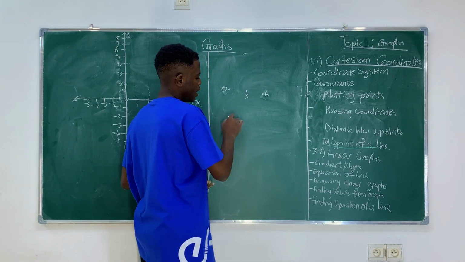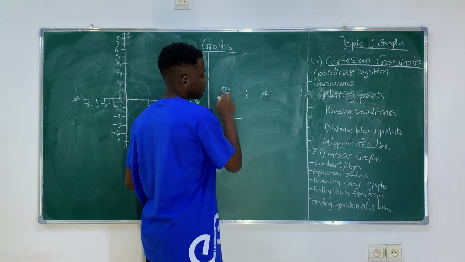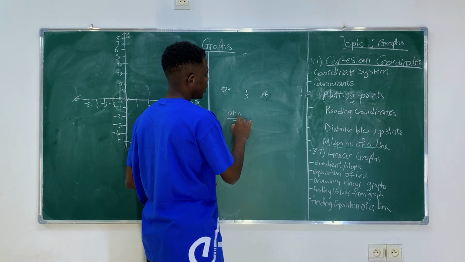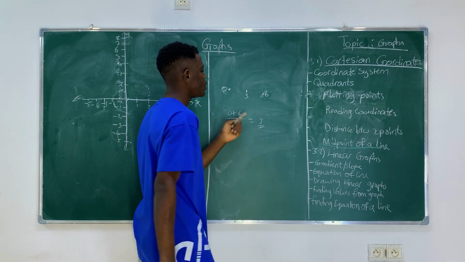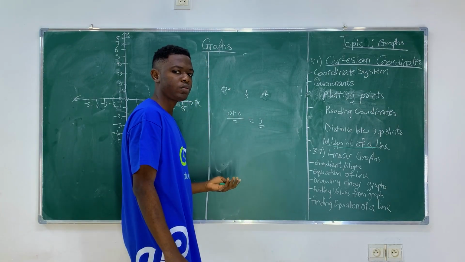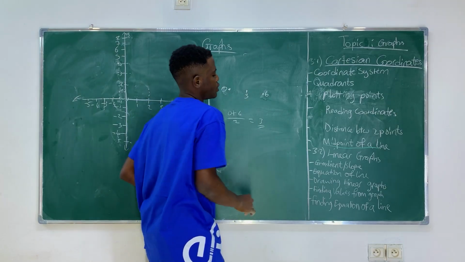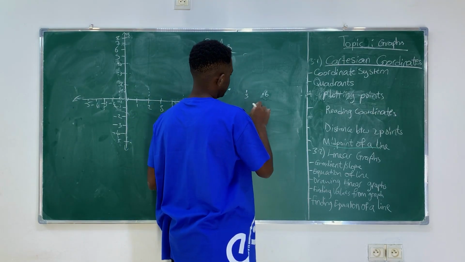So the midpoint is just the average of the coordinates. You just have the coordinates, 0 plus 6 divided by 2. I'm going to have 3. 3 is actually the midpoint. So this is the midpoint of the x. You also have to do the midpoint of the y.